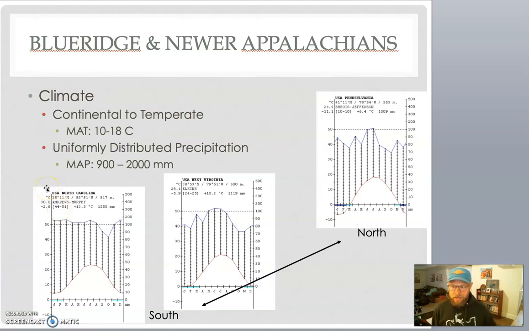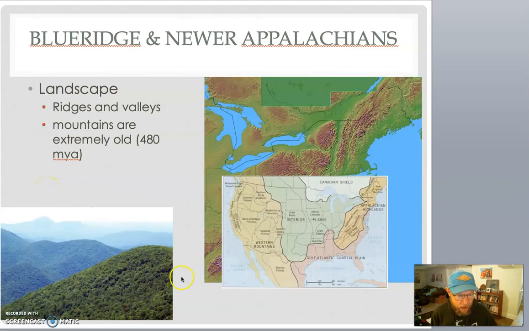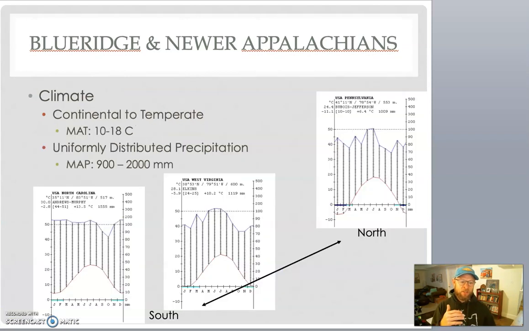Okay, and climate in this region, let me go back to the map here. The Piedmont and the coastal plain and these Appalachians, you can see they're spanning a really large north to south gradient. So obviously we're going to have big temperature changes throughout these physiographic regions, and you can see that here. Here are 3 climate diagrams throughout these physiographic regions.